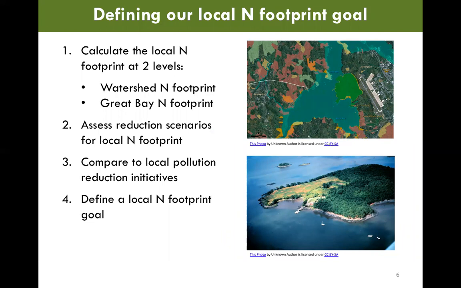So there are a few steps in order to define our local nitrogen footprint goal. I already discussed the first one, which is calculating the footprint at those two levels, the watershed and Great Bay. From there, we are able to assess reduction scenarios. UNH has been collaborating with the Ecosystem Task Force on campus, who examine sustainability issues related to land use, development, and ecosystem management. We are then able to compare those feasible scenarios with local pollution reduction initiatives that may already be ongoing on campus or in our local community. And from there, we can define our local nitrogen footprint goal.